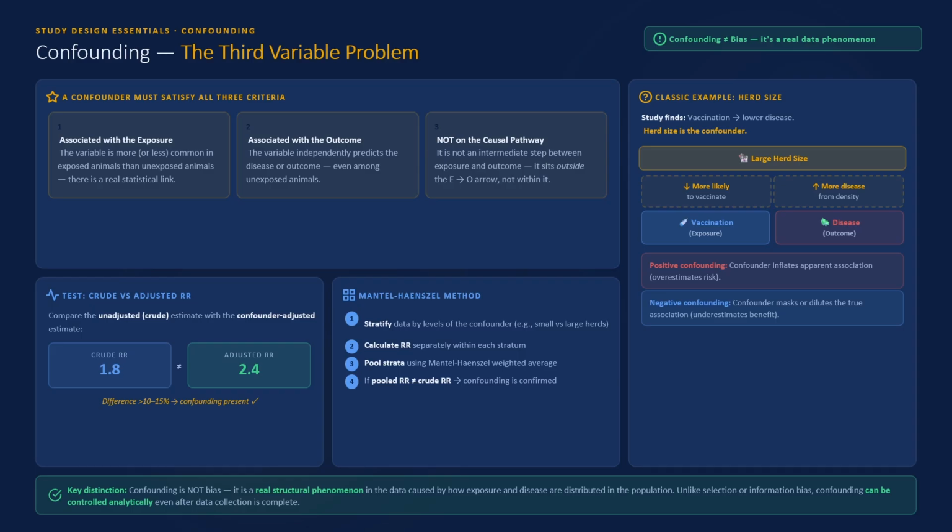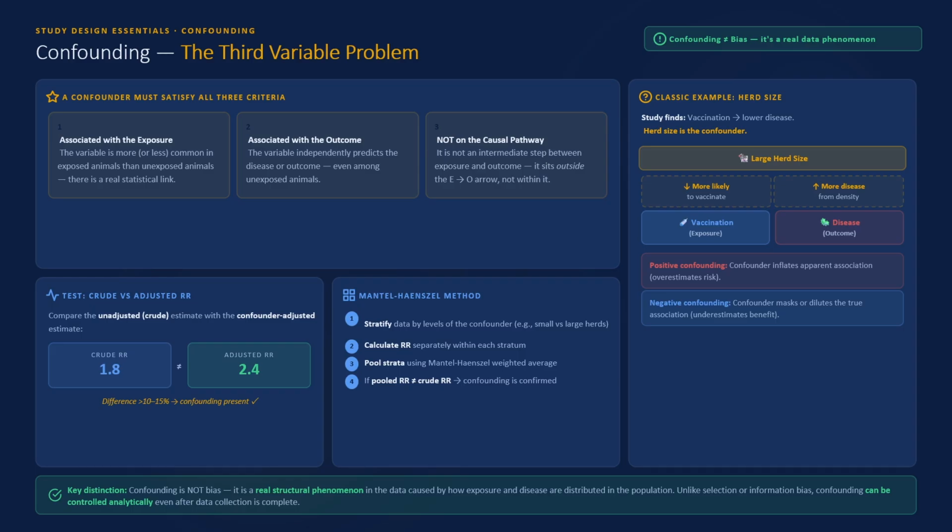How do you detect it? Compare crude versus adjusted estimates. On the slide, the crude risk ratio is 1.8 and the adjusted is 2.4. A difference greater than roughly 10 to 15% means confounding is present. The Mantel-Haenszel approach: stratify by levels of the confounder, calculate the risk ratio within each stratum, pool the strata as a weighted average, and if the pooled estimate differs from the crude estimate, confounding is confirmed.